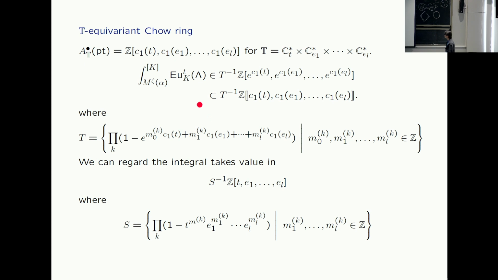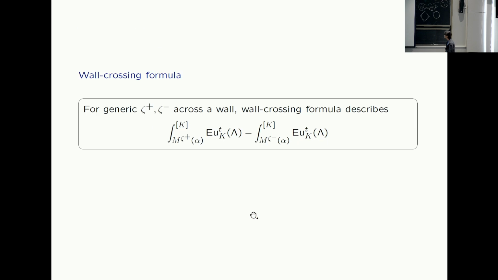So then we consider the T-equivariant Chow ring to compute the integral. And then we can take a multiplicative set and localization in this way. And our wall-crossing formula gives a difference in a combinatorial way. So here we take the stability parameter from two sides across a wall.